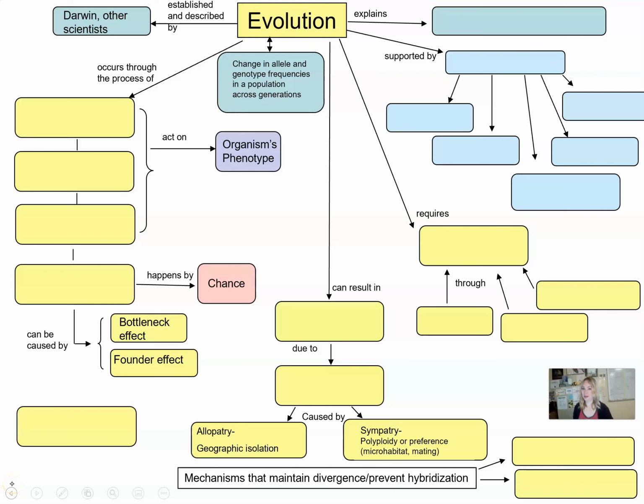Hi and welcome back. So we've been talking about evolution, the change in the allele and genotype frequencies in the population over time. We said that the smallest biological unit that can evolve is the population, and individual organisms do not evolve. Evolution, the theory of evolution, explains the diversity and unity of life.